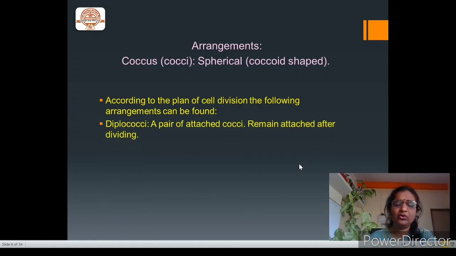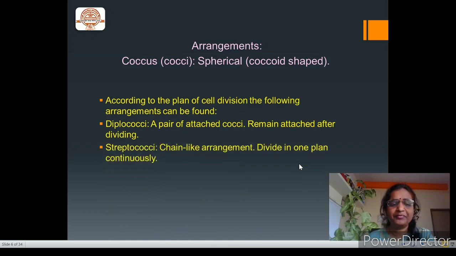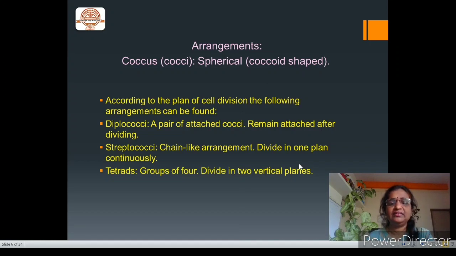First is the diplococci. Diplo stands for two, a pair of attached cocci that remain after a number of divisions. So when you observe these bacteria under the microscope, they are observed as a pair of cocci, which is called diplococci. Second is streptococci. Strepto means chain. These are chain-like arrangements that divide in one plane after a number of divisions. So under the microscope, we will see a chain of cocci, which is called streptococci. Then next is tetrad. When a group of four cocci is there, it is called a tetrad. After two vertical divisions, these remain in a group of four.